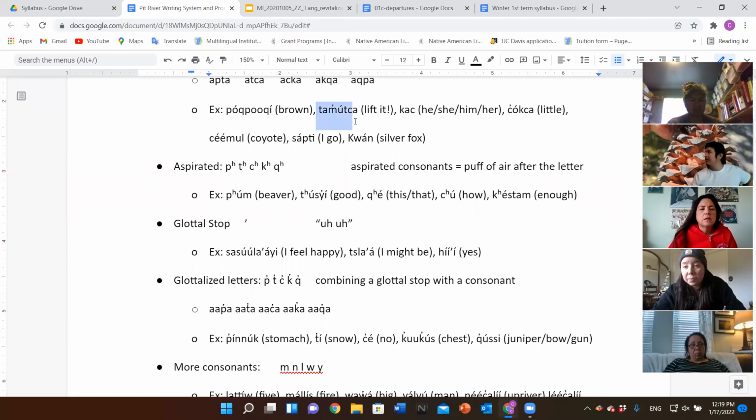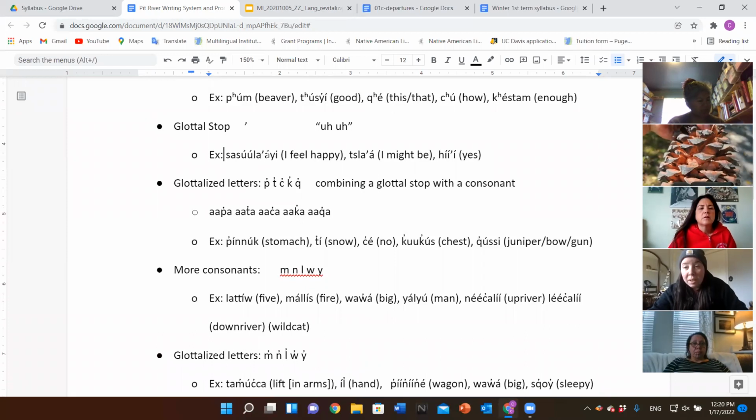So like this word, mutja, you're supposed to pronounce this T right here. Our tendency might be to say it with a glottal stop, but that's actually a glottal stop, not a T.